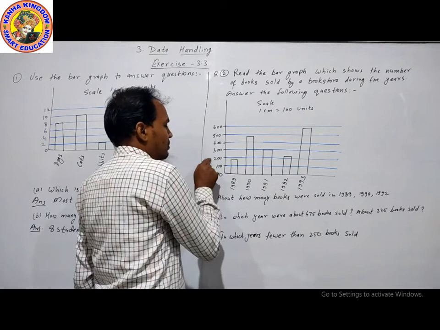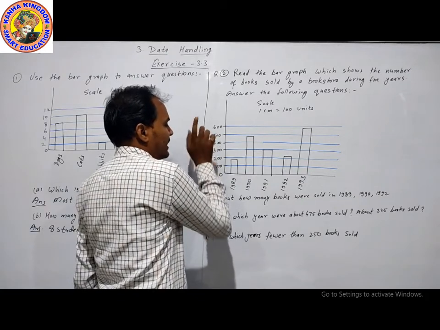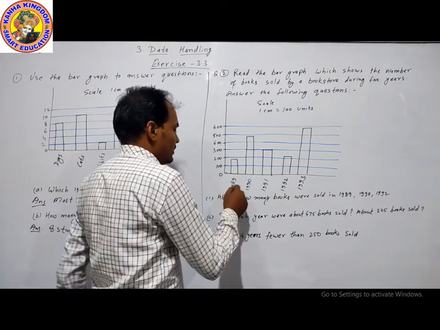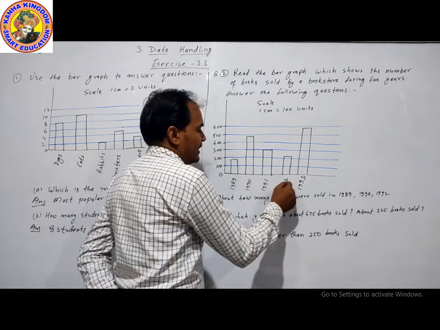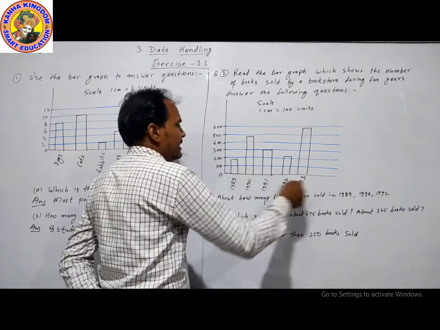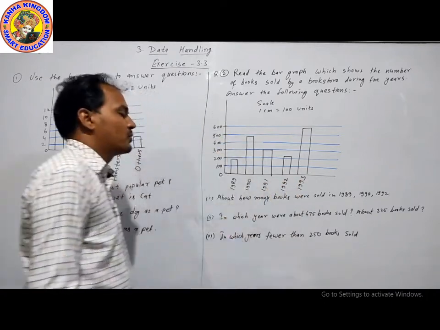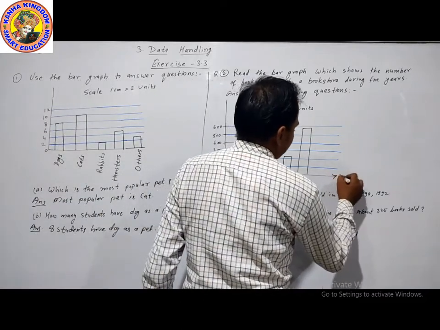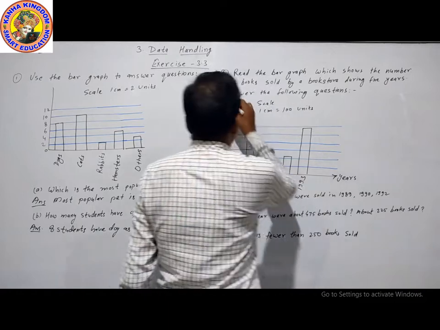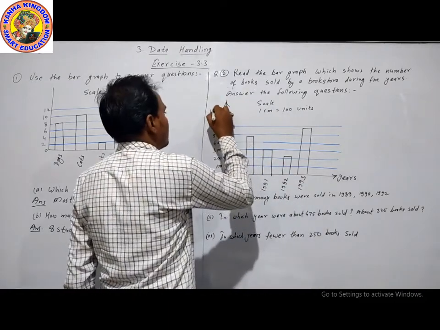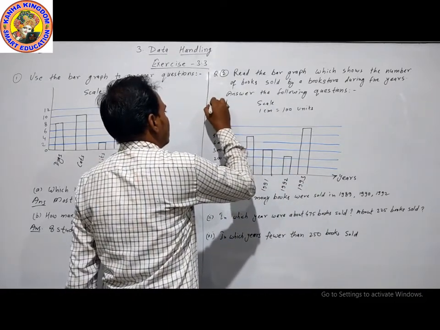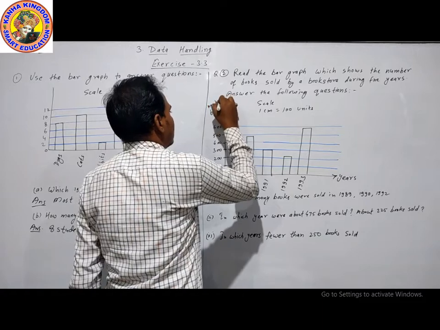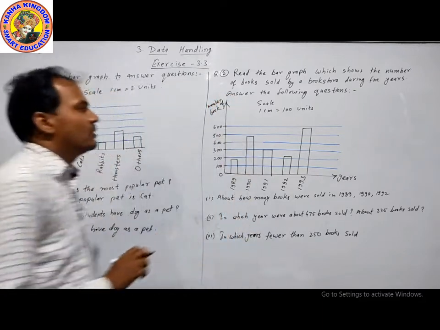First of all, we read this graph. 0, 100, 200, 300, 400, 500 and 600. And 89, 90, 91, 92, 93. Here are the years, and here are the books. These are the years and these are the number of books.